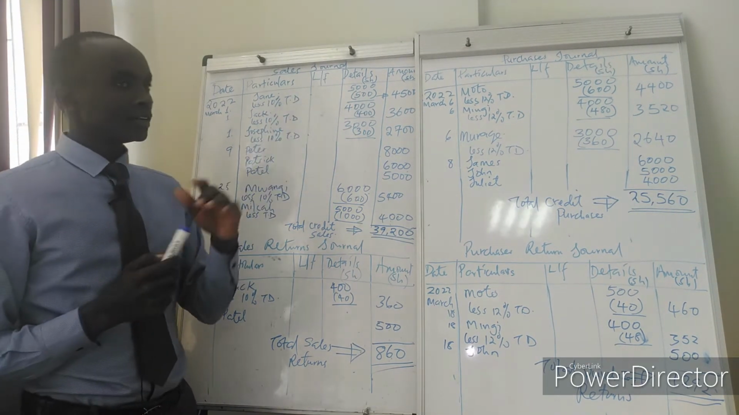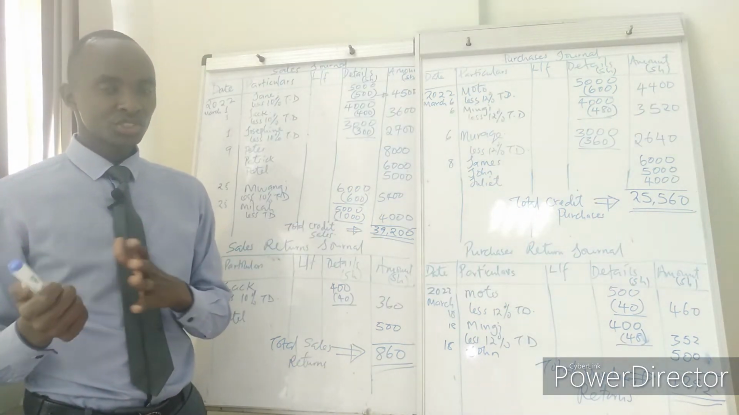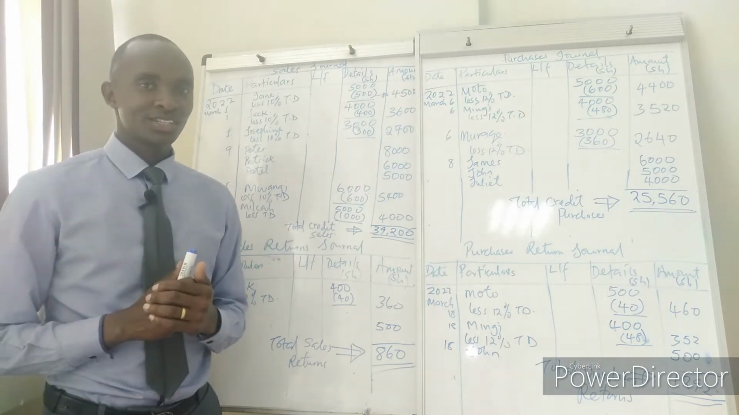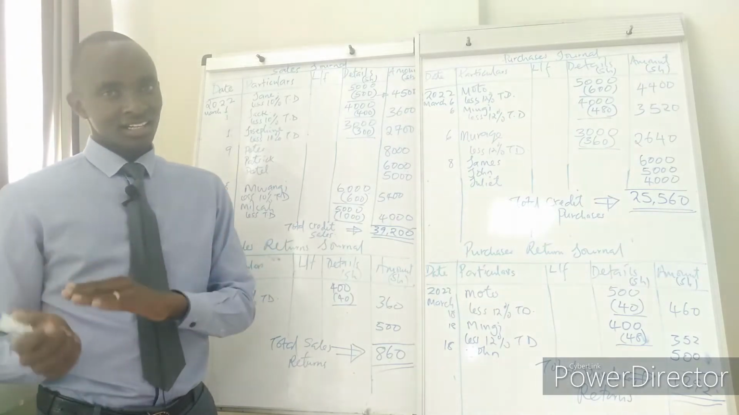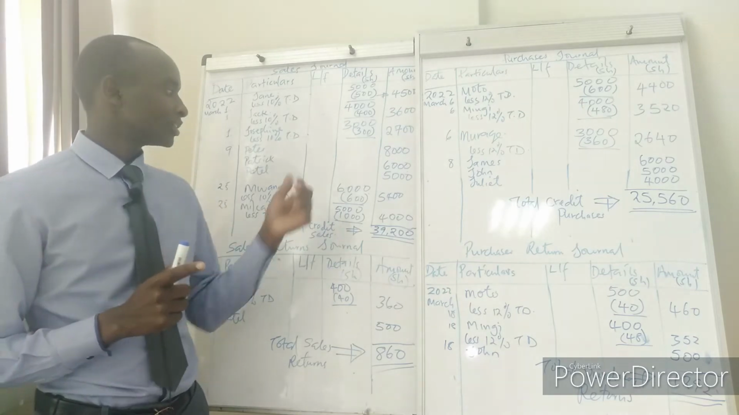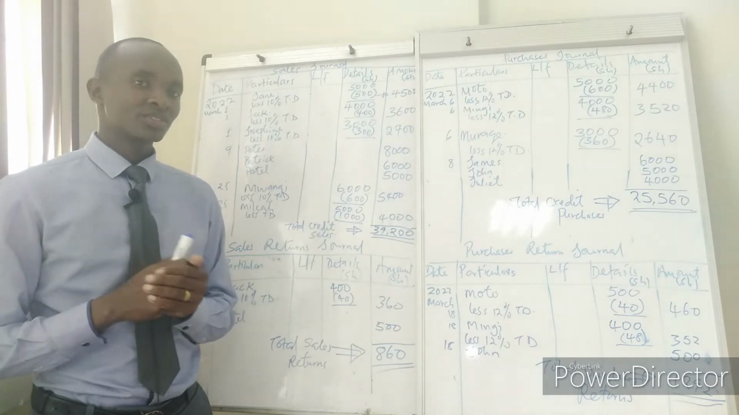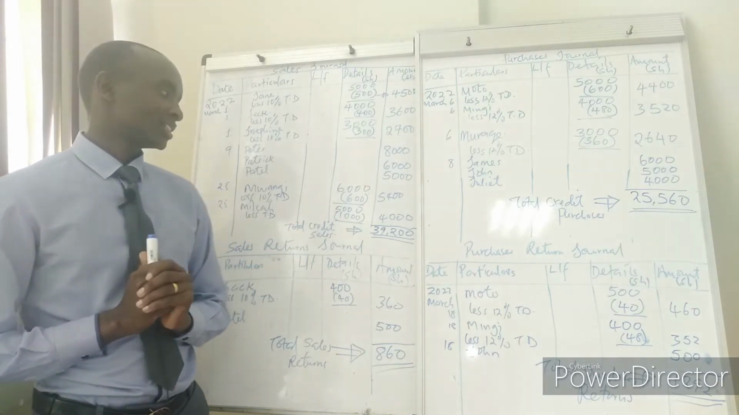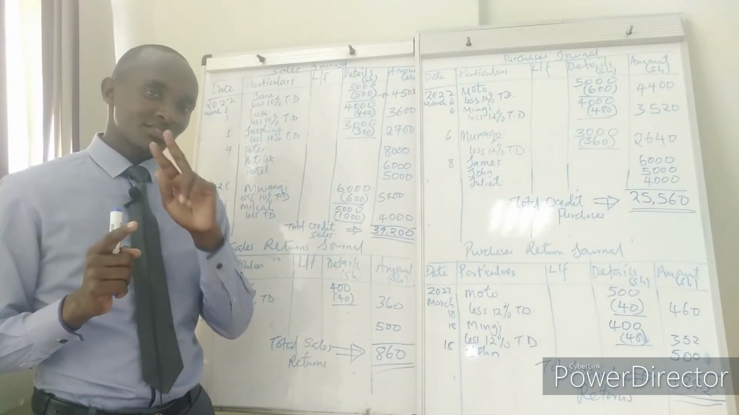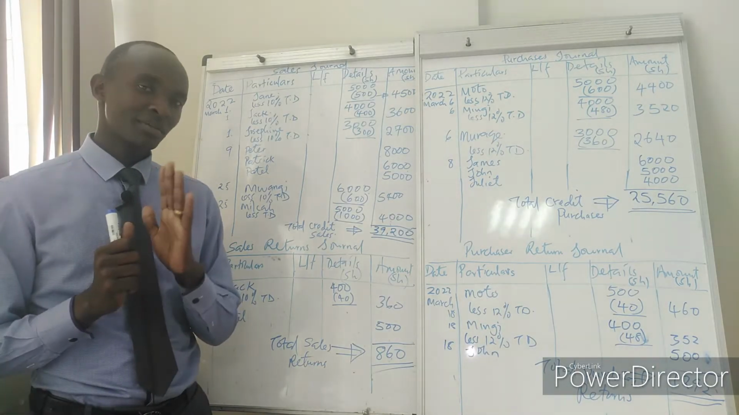Ladies and gentlemen, I want to believe that you still remember when I was introducing the accounting books, and I told you that the principal books are divided into two, the personal ledgers and the impersonal ledgers. I went further and told you also that the personal ledgers are divided into two, the sales ledger and the purchases ledger. Do you still remember that?